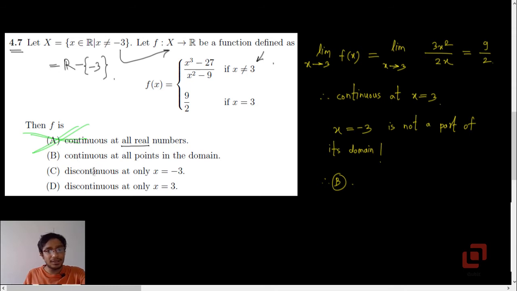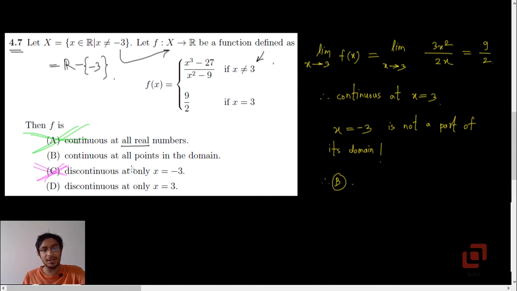B, continuous at all points in its domain, might be possible. C, discontinuous at only x equal to -3. Now again this option is not making any sense because -3 is not a part of the domain of the function, so there is no question of the function being discontinuous there. f of -3 is simply not defined because they have excluded -3 explicitly from the domain. And D, discontinuous at only x equal to 3.